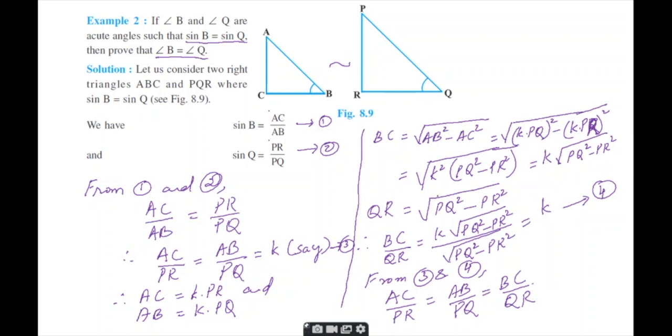So we did all these steps. Our aim is just to prove that the third pair of sides are also proportional. So we proved BC by QR is also equal to K. So we got all the 3 pairs of sides proportional. So we can say these two triangles are similar, and we got angle B is equal to angle Q.